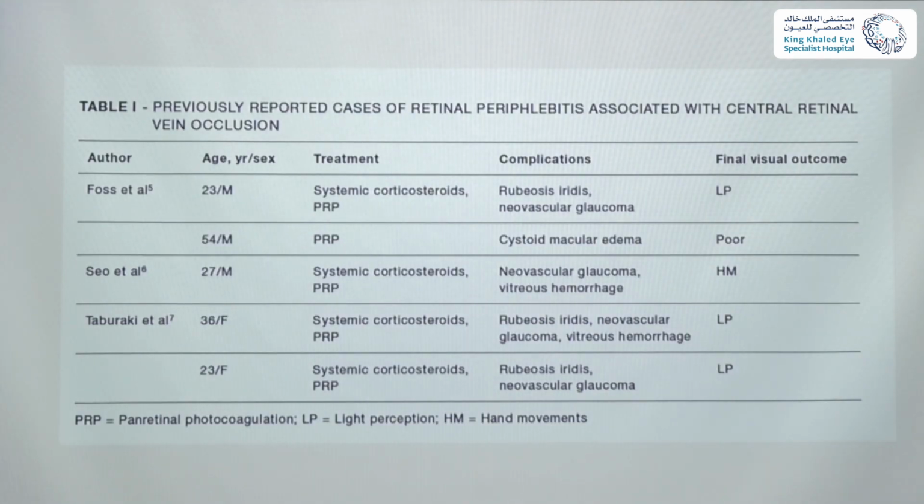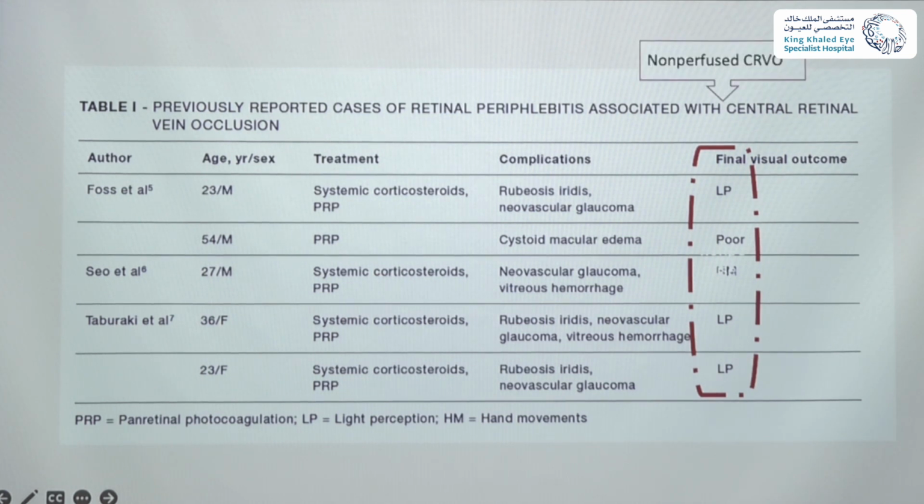In this table, we'll see the previously reported cases of retinal periphlebitis associated with central retinal vein occlusion. You'll notice that almost all of them ended with poor vision. However, if we dig deeper into the cases, we'll find that the central retinal vein occlusion was non-perfused CRVO, and for the treatment, they did not use anti-VEGF at that time for the neovascular glaucoma. They used PRP and systemic steroid.